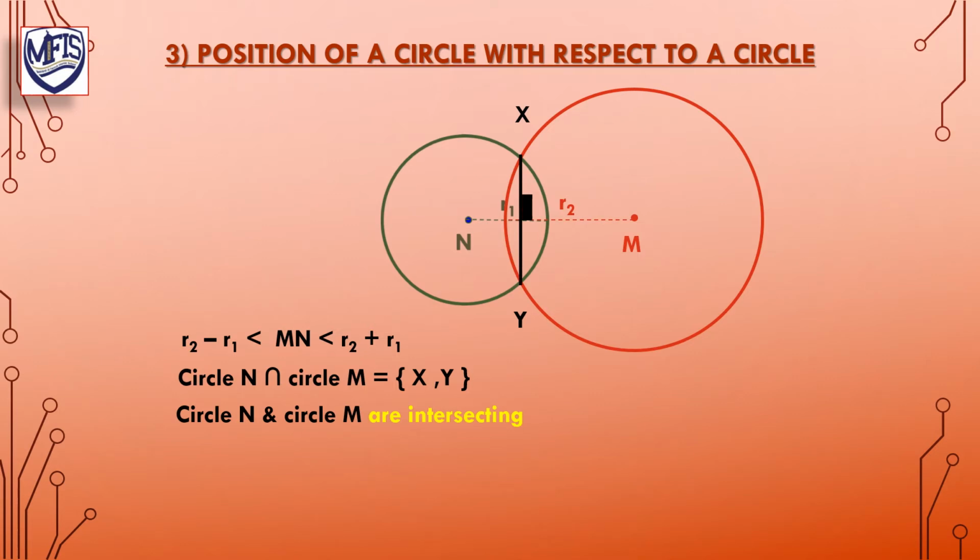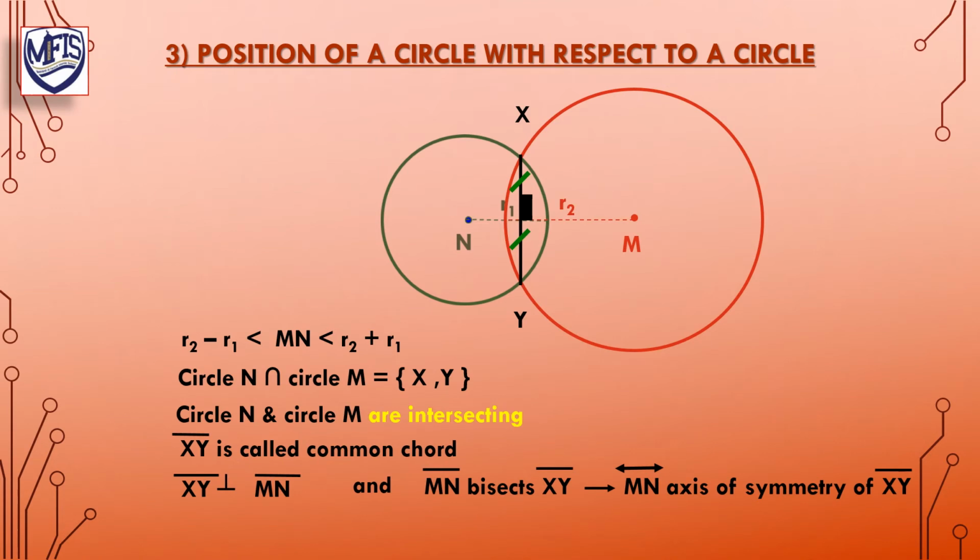The line segment XY is called common chord. It is a chord in circle M and at the same time a chord in circle N. Look at MN and XY. MN, the line of centers, is perpendicular to the common chord XY. And also the straight line MN bisects the common chord XY, and MN is the axis of symmetry of XY. So, in this case, MN belongs to the interval between the difference of the two radii and the sum of the two radii.